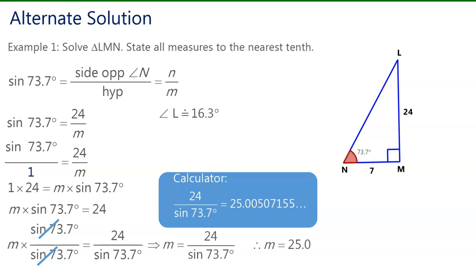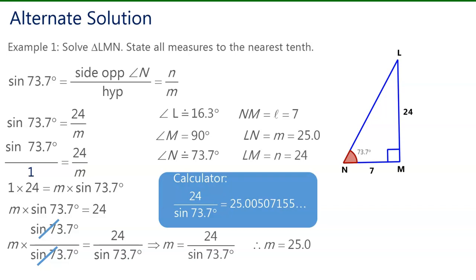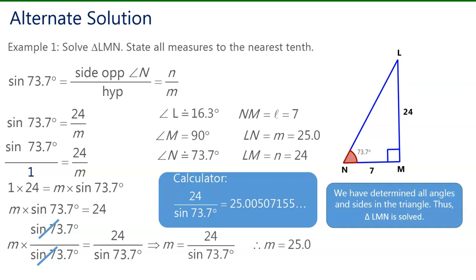We now have angle L equals 16.3 degrees, angle M equals 90 degrees, angle N equals 73.7 degrees, NM or little l equals 7, LN or little m equals 25.0, and LM equals little n equals 24. We have determined all angles and all sides in this triangle, thus triangle LMN is solved.